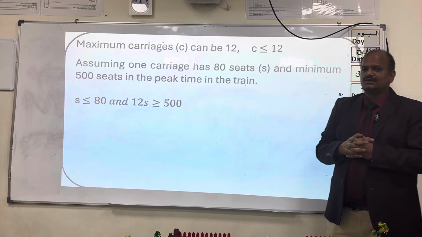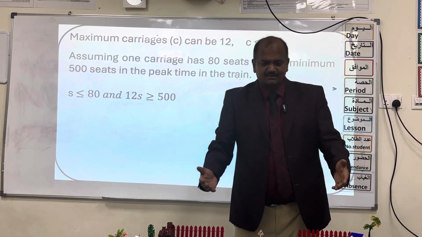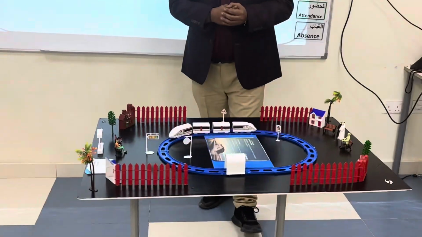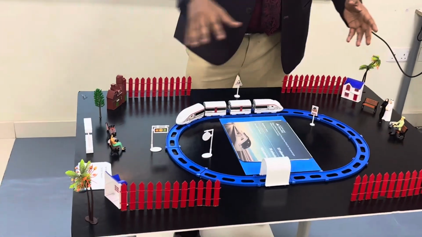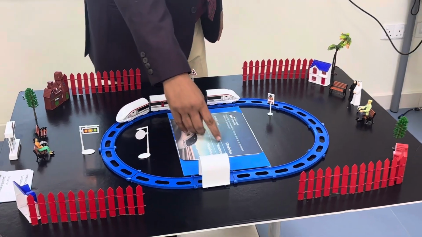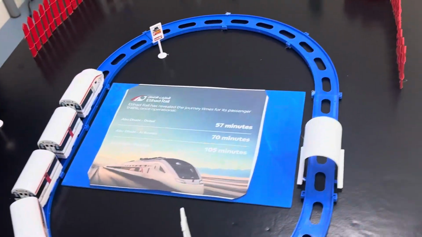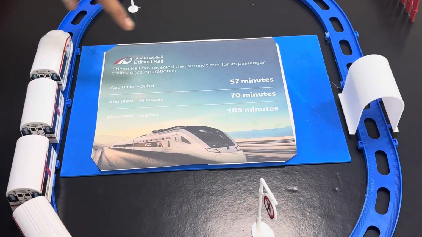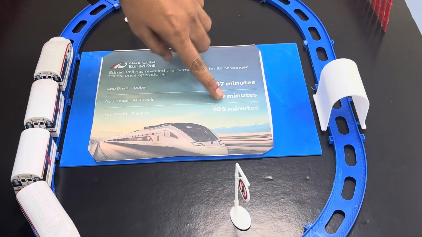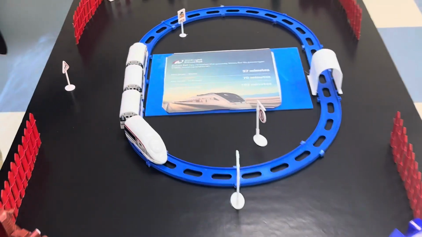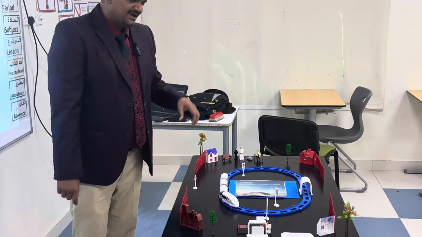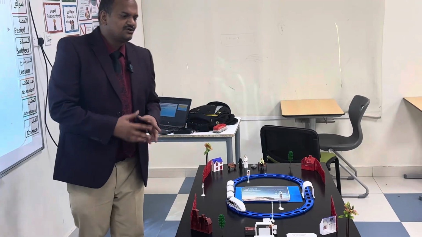Okay. Now, what else can we do? Some of the students have created a model. For example, here you can see this model. So what we can explain about this model: we have created it for our group, and you can see I have mentioned here Abu Dhabi to Dubai, the approximate time taken will be 57 minutes. Then Abu Dhabi to Ruwais, it will be around 70 minutes. Then Abu Dhabi to Fujairah, it will take 105 minutes. And this model, by God's grace, is a very good model created by one of the students and group. And like this, you can explain your project.